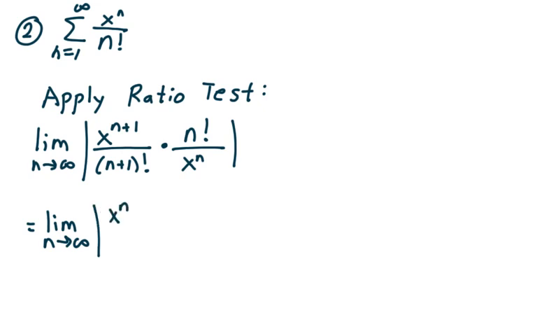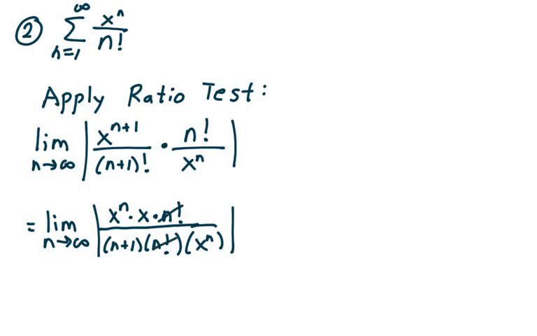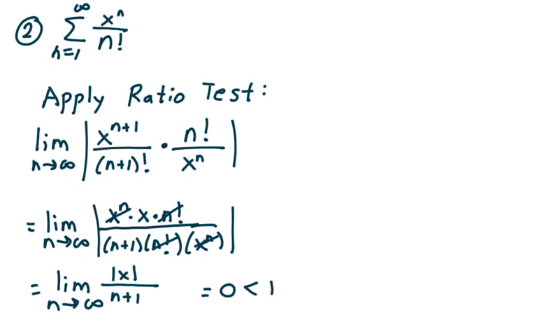Now, this is the limit as n goes to infinity of. So I get x to the n times x times n factorial divided by n plus 1 factorial is n plus 1 times n factorial times x to the n. Okay? The n factorials cancel, the x to the n's cancel, and we get the limit as n goes to infinity of the absolute value of x divided by n plus 1. That's equal to 0, which is less than 1 for all x.